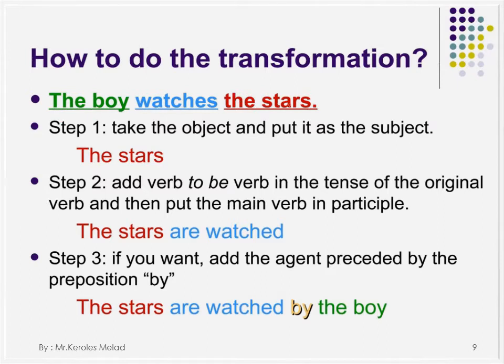The boy watches the stars. Step 1, take the object and put it as the subject at the beginning of our sentence, like this one. Here stars is plural, so I will use are beside it, and we put the verb in the third form, the past participle. So the sentence will be: The stars are watched by the boy.